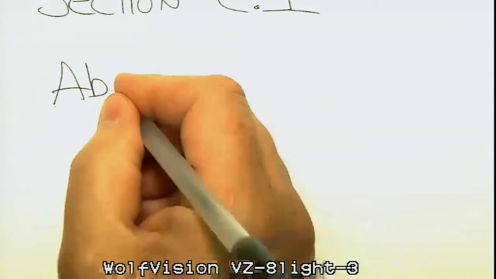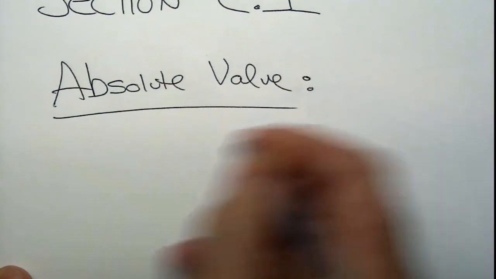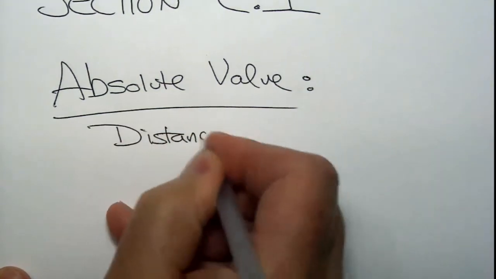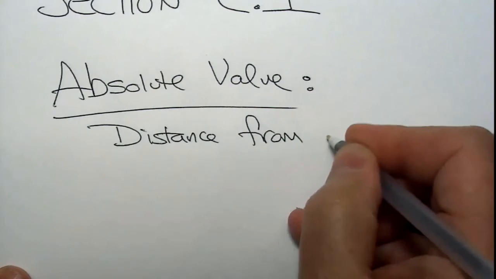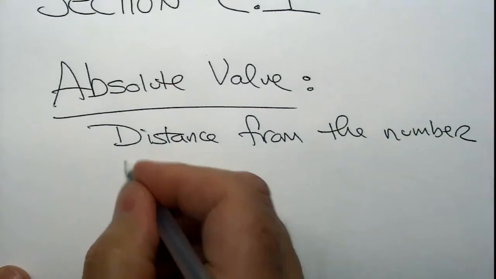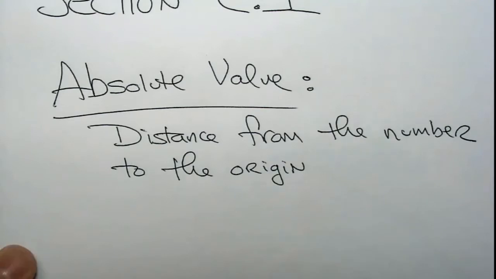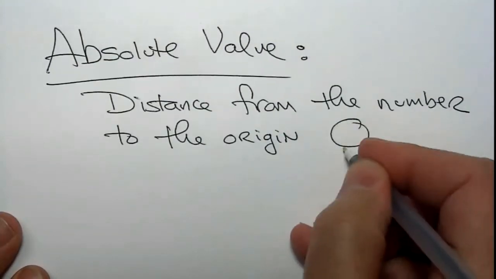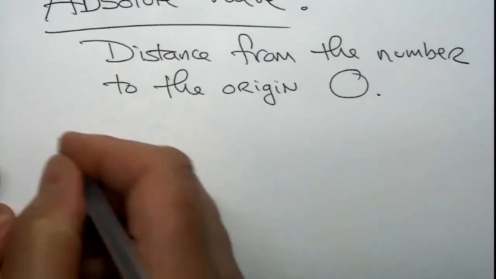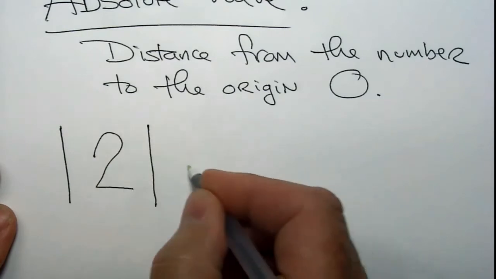So let's start with the definition of absolute value. So absolute value is really defined as the distance from the number, whatever number you're looking at, to the origin. And in the case of the real number line, the origin is 0. So we use the symbols absolute value by using these two vertical bars. And if I said, what's the absolute value of 2?